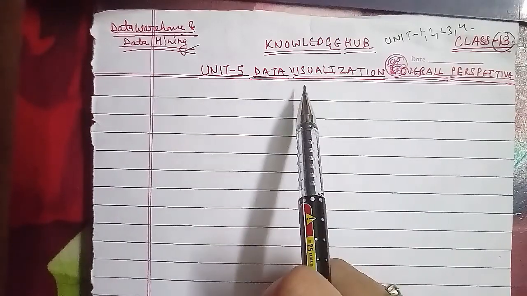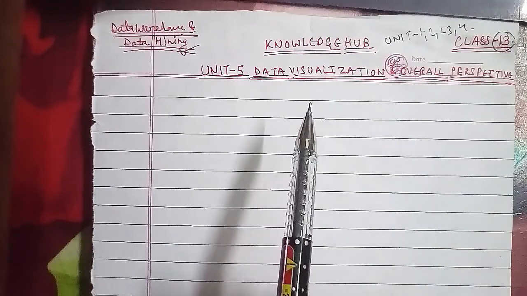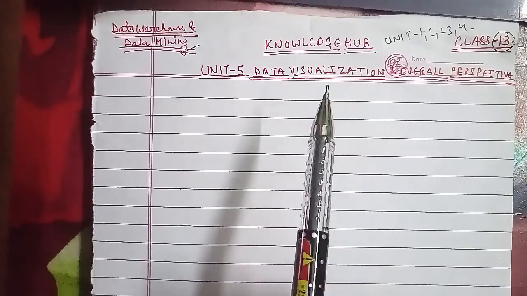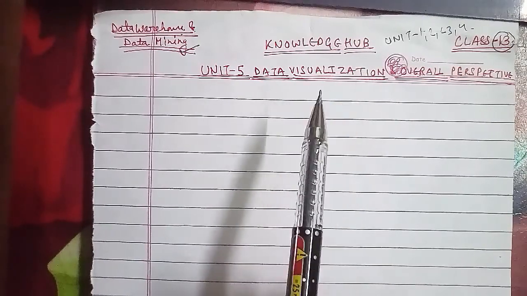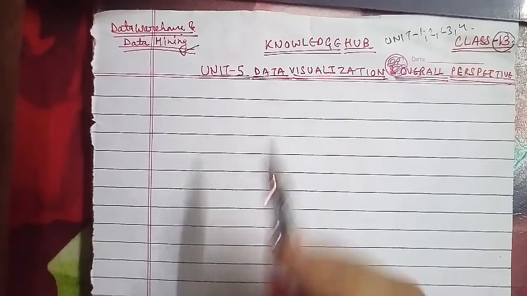In Unit 5, the name of the unit is Data Visualization and overall perspective here. So here what we have to discuss is what are spatial rules, and also explain spatial association rule here. So in the same cases, we'll go ahead here.